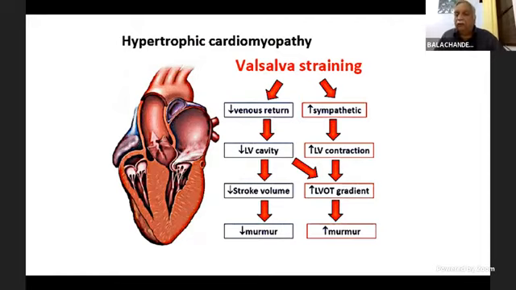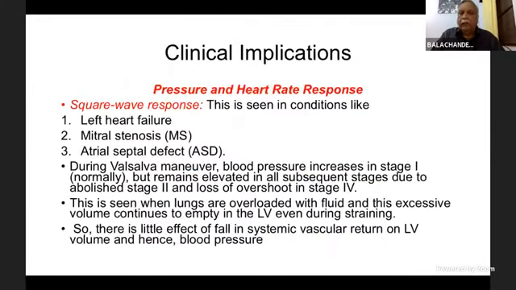But when there is an HOCM, there will be increased sympathetic stimulation. There is an increase in LV contraction accompanied, and there is an increase in LVOT gradient. So both decrease in LV cavity and increase in the LVOT gradient will augment the murmur of hypertrophic cardiomyopathy. So the clinical implications of this Valsalva, pressure and heart rate response are important.